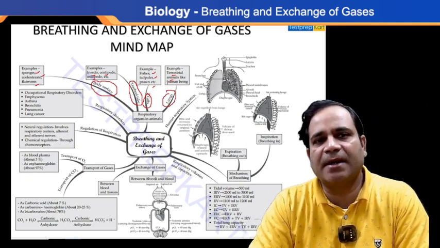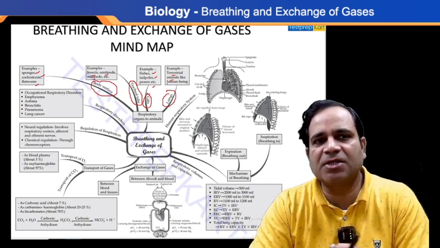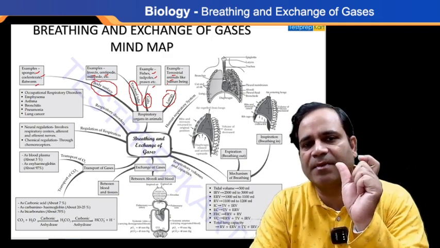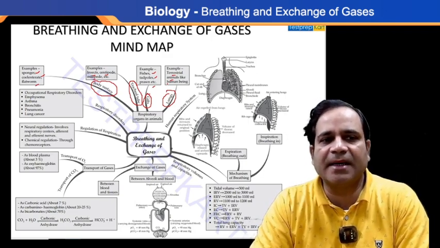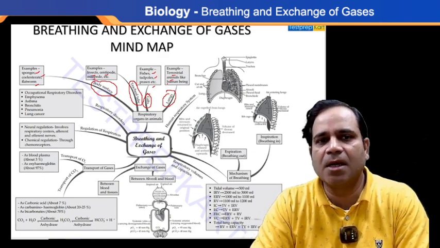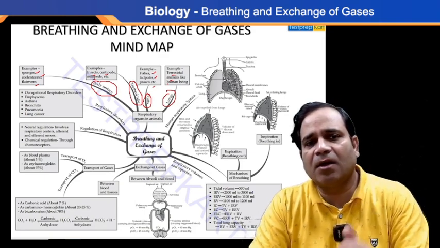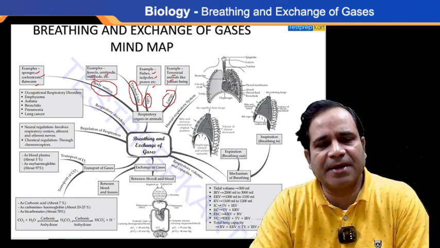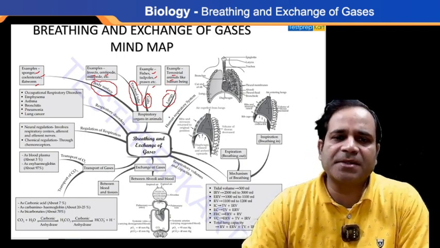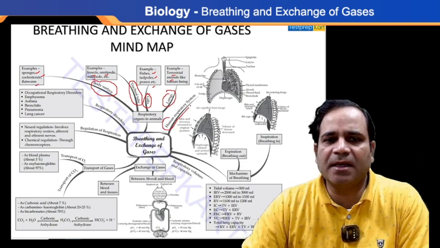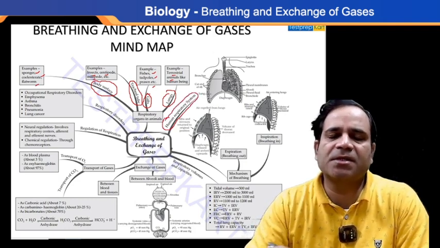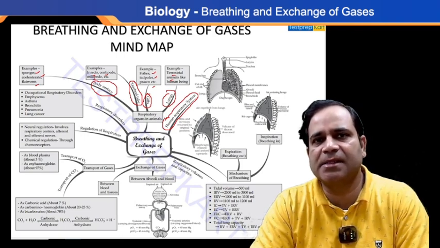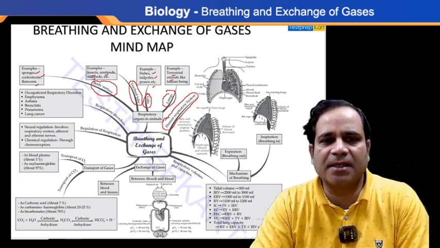And you all know that, my dear, whenever I say breathing and exchange of gases, two things are very important. One thing to understand is how the exchange of gases takes place, and what organ is responsible for the exchange of gases. But whenever I talk about the human respiratory system, we have to know it in detail. In the human respiratory system, various organs are responsible for the exchange of gases in humans, basically whenever we study this mind map.